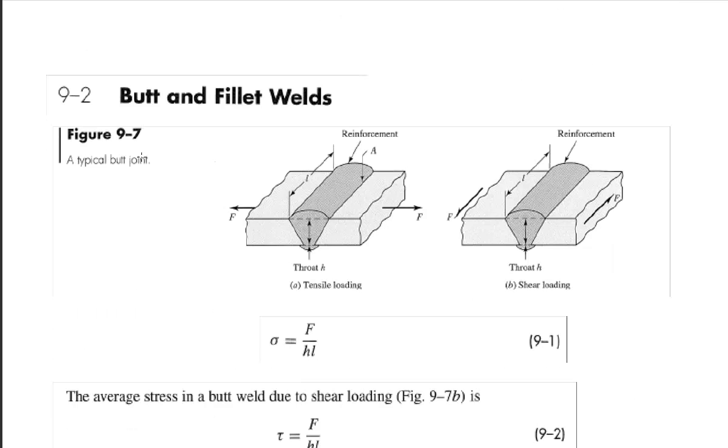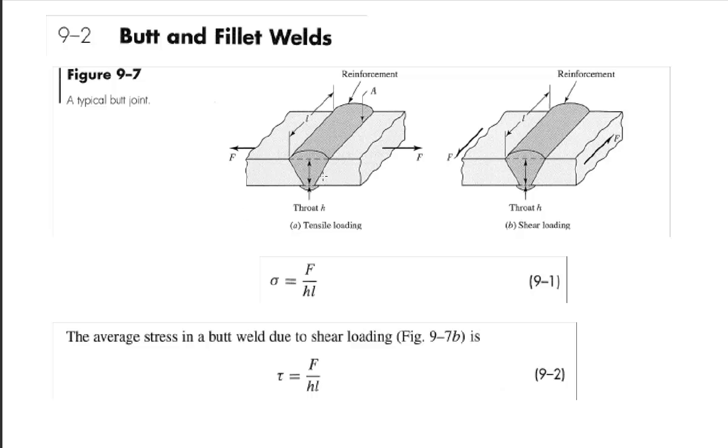Okay, now getting into the stresses calculated in both butt and fillet welds. We'll deal with the butt weld first. First of all, you can see that we have two plates of the same thickness. Those plates have been welded together. There is some excess material beyond the thickness of the plates called reinforcement. We generally ignore that material.